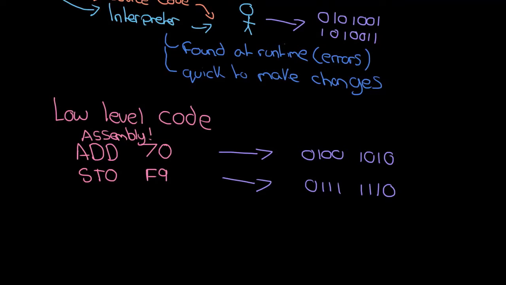So how do we assemble assembly into machine code? Well, we use an assembler. And that is translators covered in just over 2 minutes.